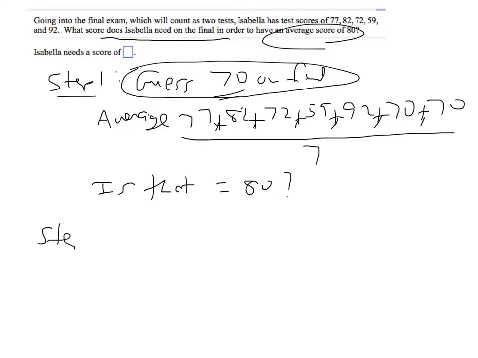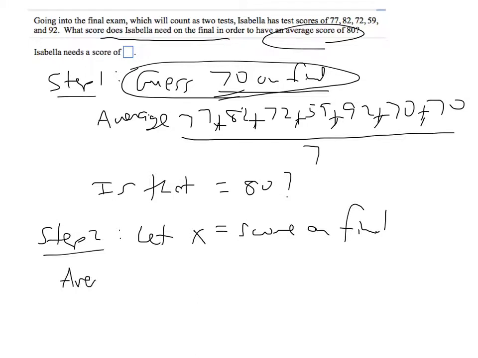The point is that now we understand how to set the problem up. So instead of our guess being 70 on the final, let x equal the score on the final. And now we're going to average, just like we did before. We're now averaging 77, 82, 72, 59, 92, and x, and another x. So instead of averaging the particular 7 numbers in my guess, I'm averaging the 7 numbers in step 2, but 2 of those numbers are represented by x.